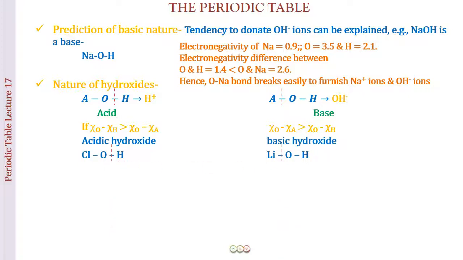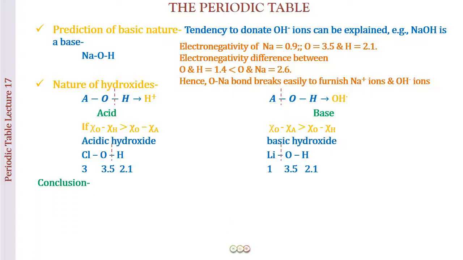Just check the electronegativity difference. We have chlorine-oxygen electronegativity difference being less than oxygen-hydrogen. So this is the bond which will break, and therefore ClOH is going to be an acidic hydroxide. Whereas if you compare lithium and oxygen, the electronegativity difference will be more than the OH difference. So this is going to be a basic hydroxide, right? So I hope this is clear to you people.